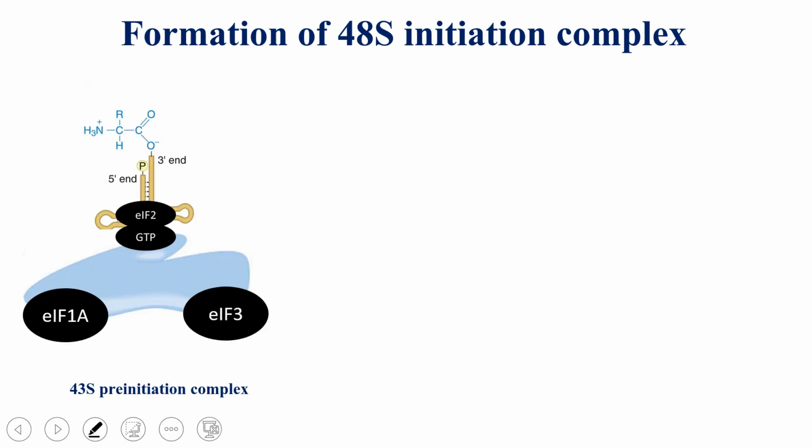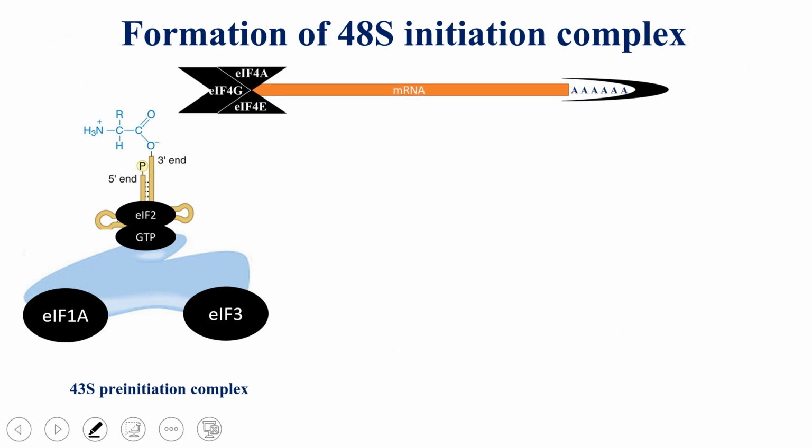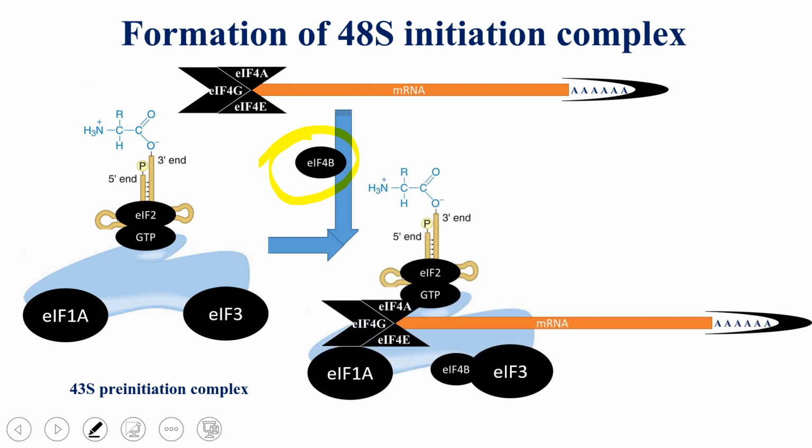The next step of initiation is 48S initiation complex formation. So this is our 43S pre-initiation complex, which has 40S, 1A, 3, 2, GTP and tRNA. This combines with this messenger RNA in the presence of another factor, 4B, and ultimately we are going to get a component called the 48S initiation complex.